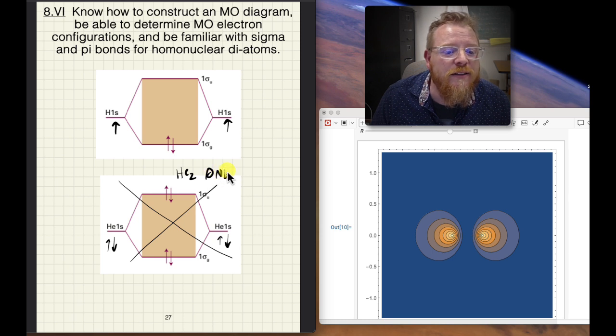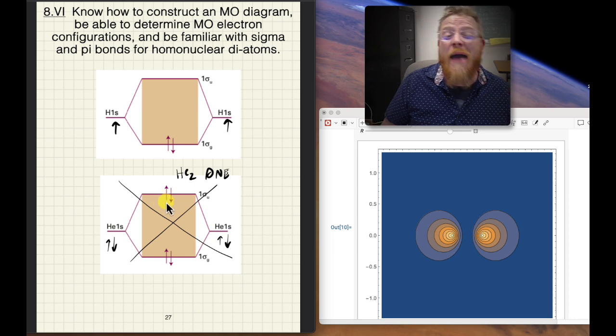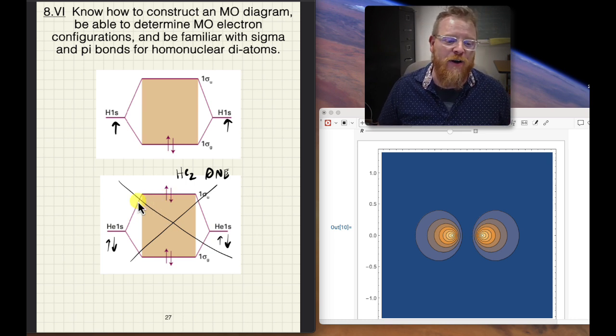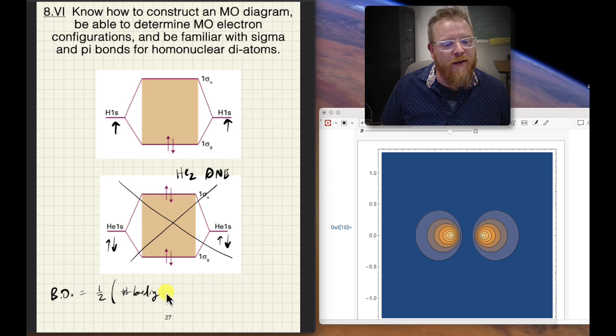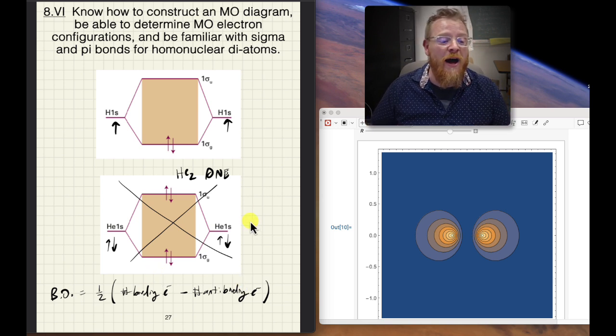Helium-2 does not exist because the number of bonding electrons it has matches the number of anti-bonding electrons. So this is where we came up with that equation you used in general chemistry called bonding order, not body odor, but bonding order, which equals 1/2 the number of bonding electrons minus the number of anti-bonding electrons. And so for helium-2, we would have 2 minus 2 equals 0, so there is no bond there.